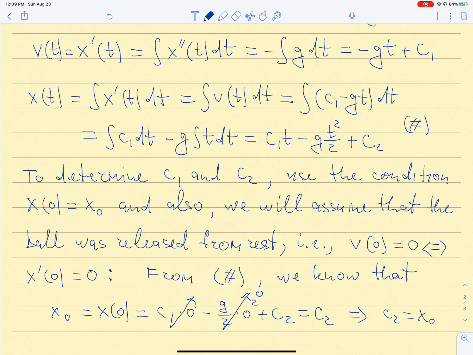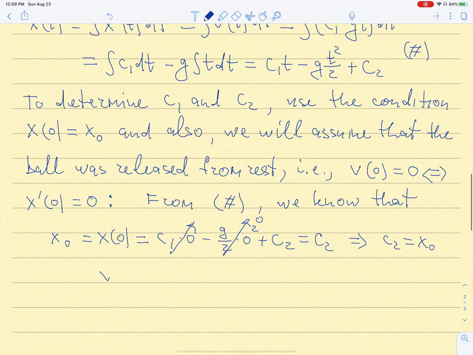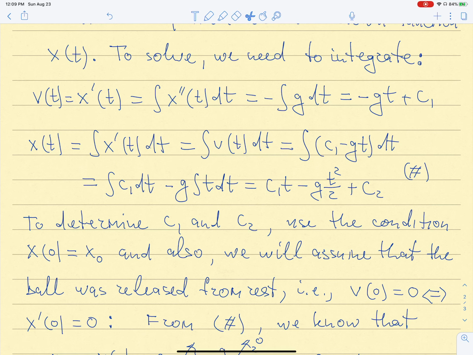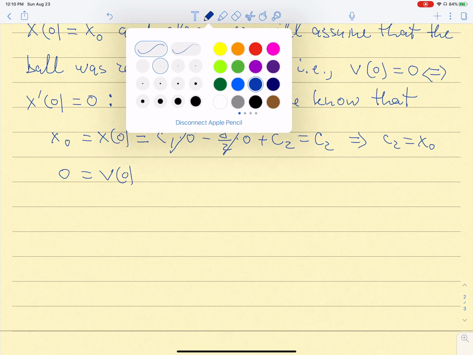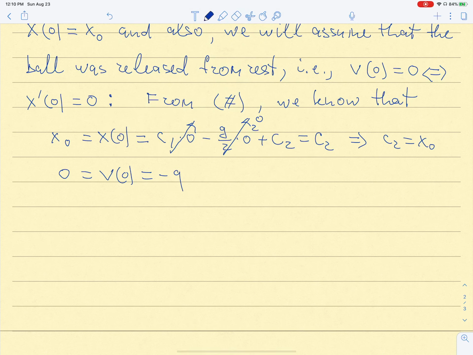Now also, v of 0 on one hand is equal to 0 again, because the ball was released from rest. But on the other hand, v of t is given by this equation. So v of 0 is going to be this expression with t substituted by 0. So v of 0 is equal to minus g times 0 plus c1. And that means that c1 is equal to 0.